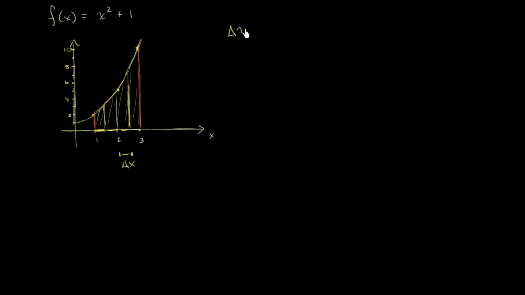So delta x is going to have to be the total distance that we're traveling in x. So we finish at 3, we started at 1, and we want 4 equal width rectangles. So it's going to be equal to 1/2. So for example, the boundary between the first rectangle and the second is going to be 1.5. Then we go 1/2 to 2. Then we go to 2.5. And then we go 1/2 to 3.